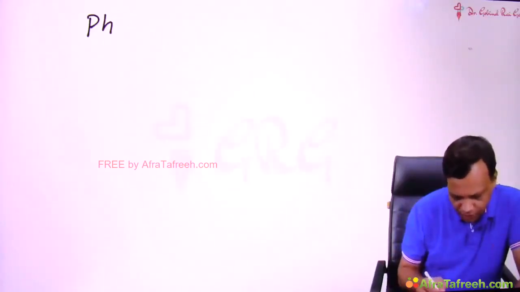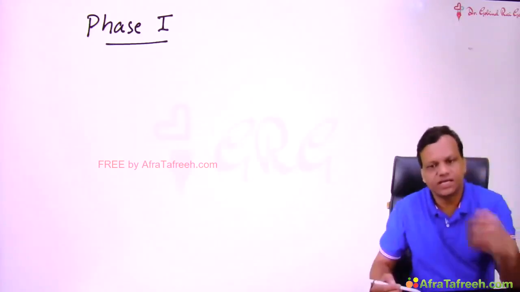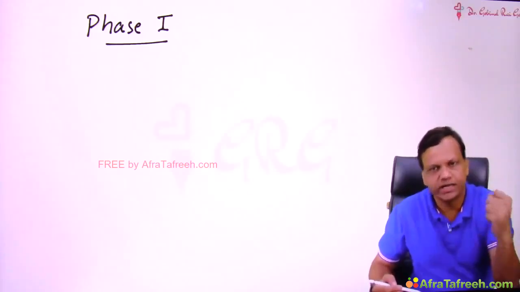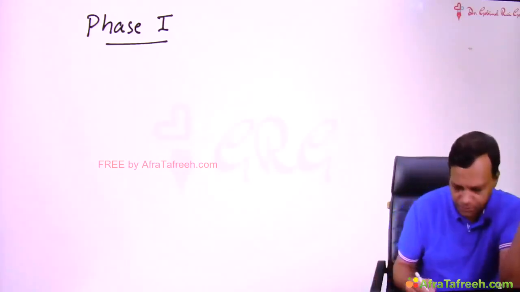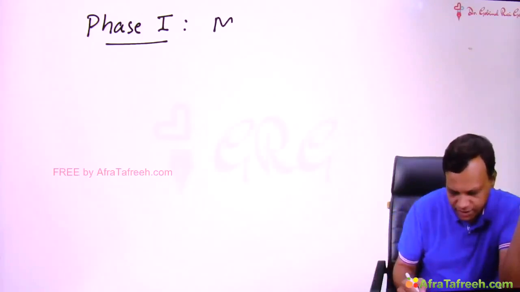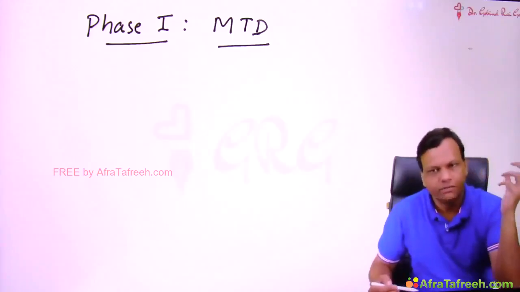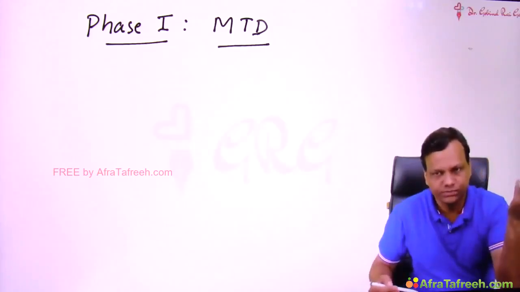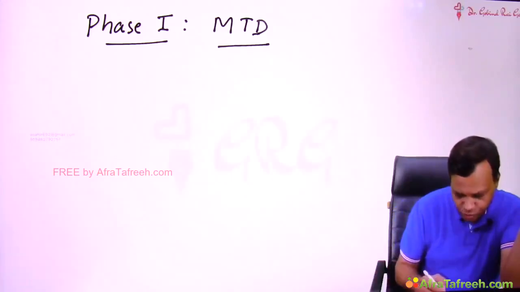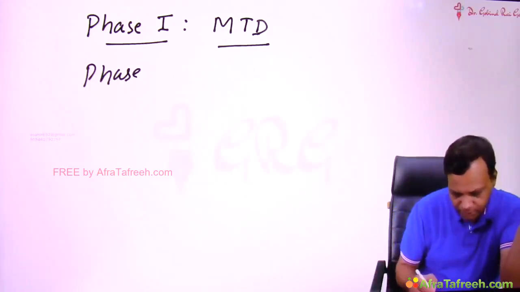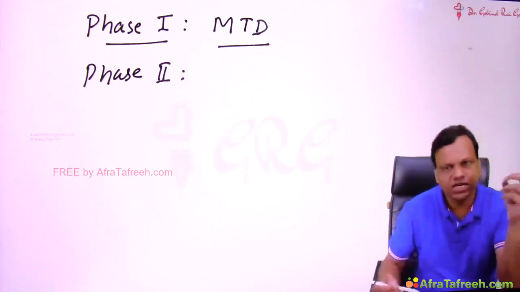Now some little bit of detail about these phases. Phase 1 studies we already discussed. It is done in healthy people, and sometimes if the drug is known to be very toxic, we can do it in patients also. The major aim of phase 1 trials, as we already discussed, is to know the maximum tolerable dose, MTD. Now phase 2 studies, these are done in patients. First of all, we know the efficacy.